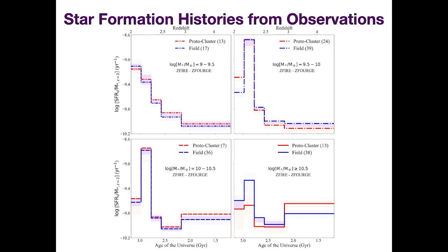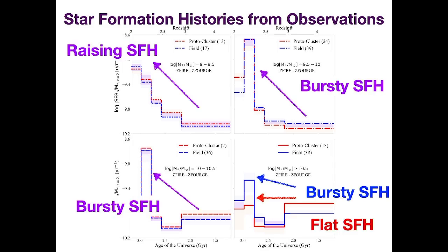Only in the most massive bin do we see a difference in the star formation histories of protocluster and field galaxies. The protocluster galaxies, shown in solid red, in the most massive bin have a flat or even declining star formation history, whereas the field galaxies in the most massive bin still have a slightly more rising or bursty star formation history.